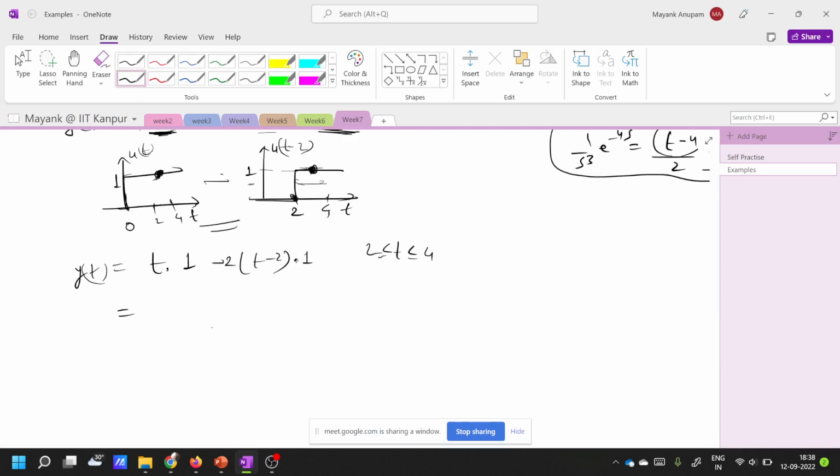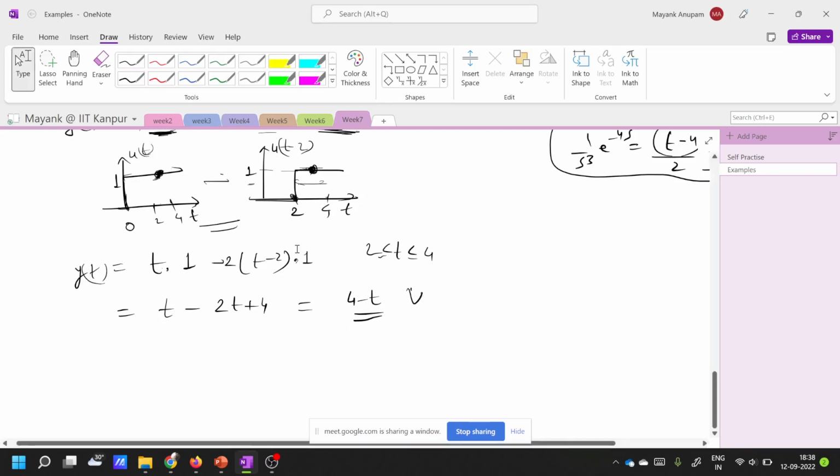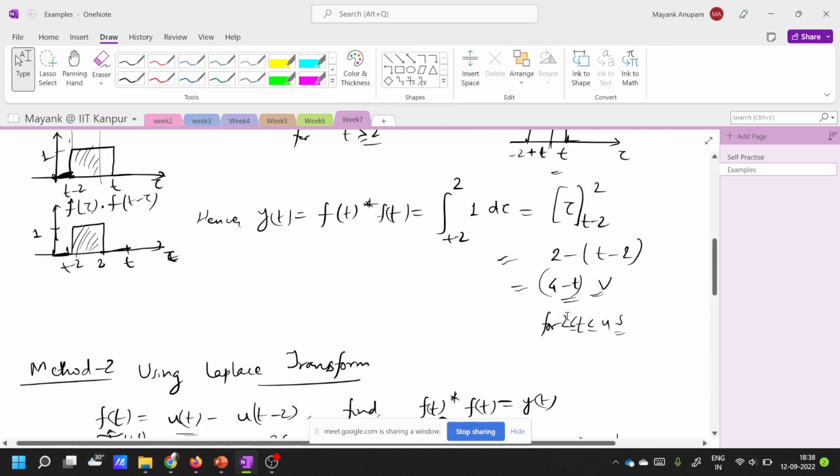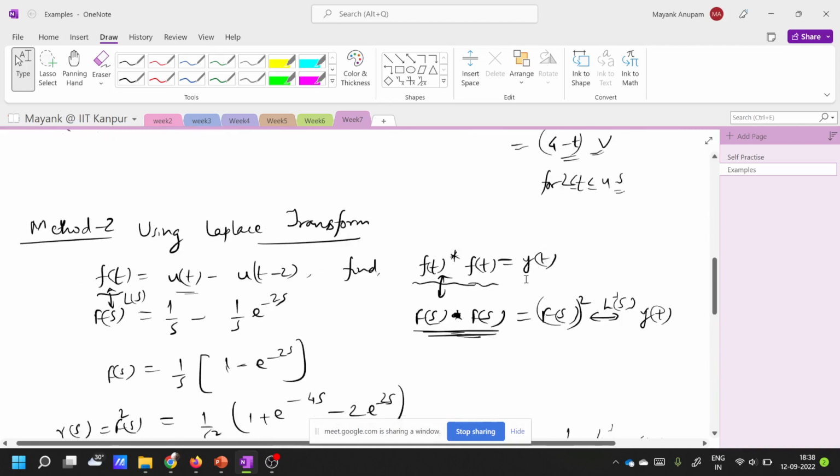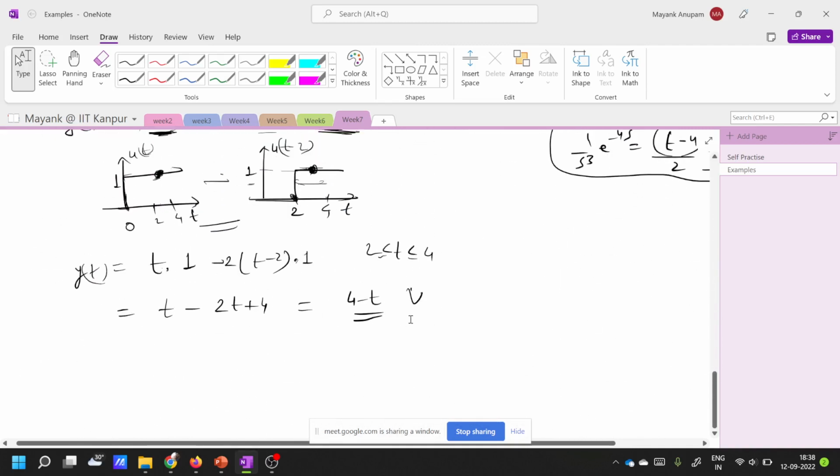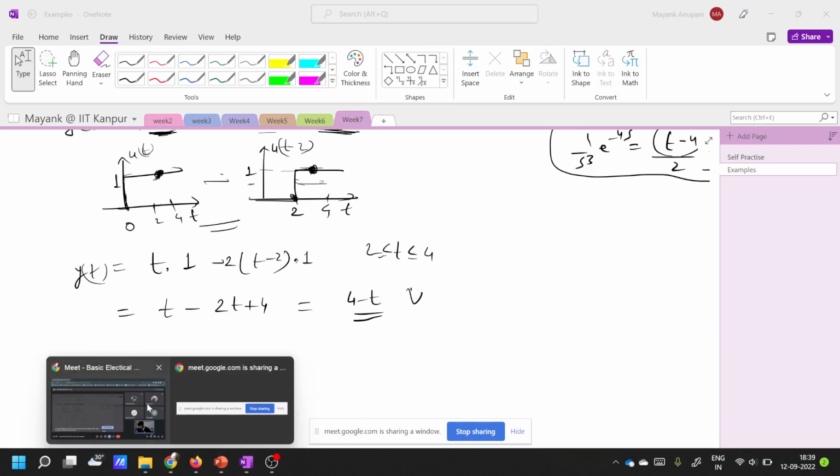Fine. So what is this value? This is t minus 2t plus 4, and this is equal to 4 minus t. So this is what we got earlier also, 4 minus t. We got it from the graphical approach, and we also got it from the Laplace transform approach. You see, you are getting the same value, right? So this was the first question. Now let's go on to the second question.